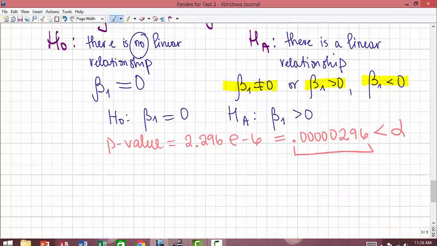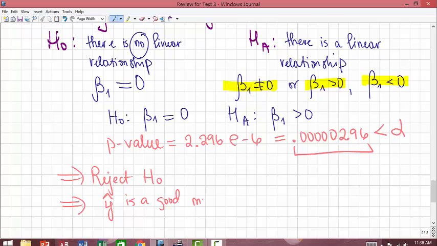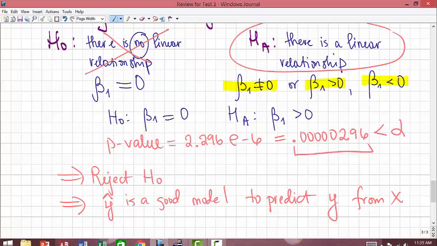What does it mean? We reject the null. We reject H naught. What does it mean in the context of the problem? That means y hat is a good model to predict y from x. Okay, so this one basically says we're rejecting H naught. There is a linear relationship, right?